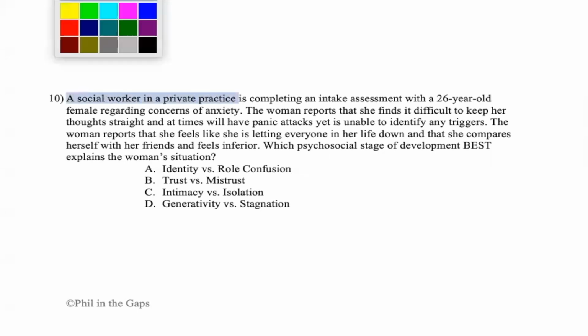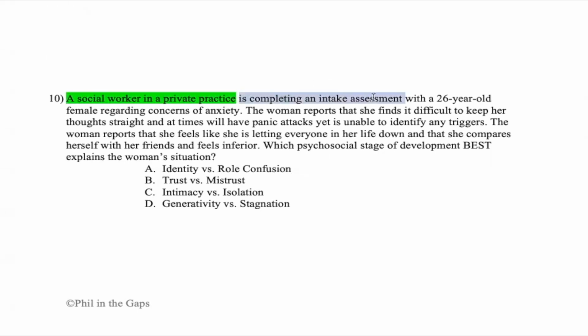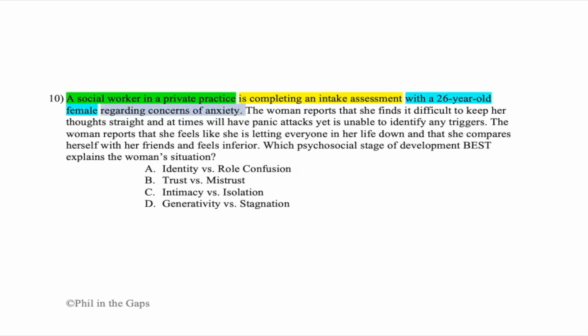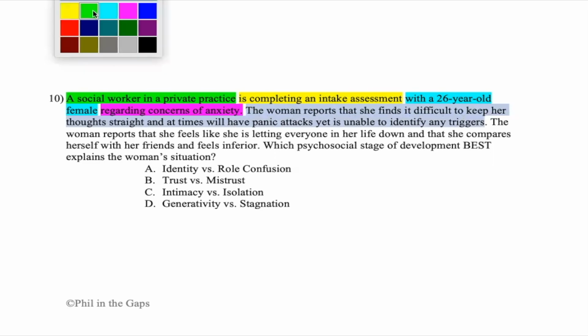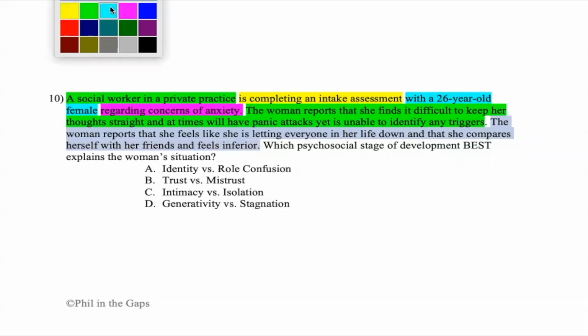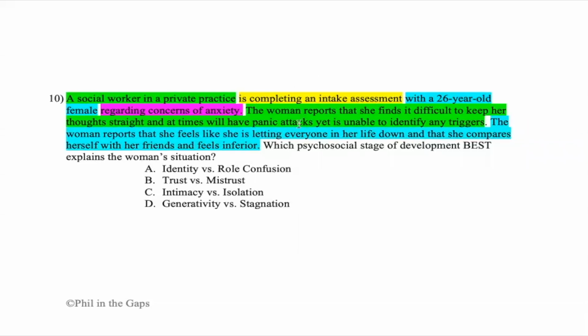We're a social worker in a private practice. That's who we are and where we are at, completing an intake assessment. The setting paints the picture of what we're looking at. So it's our first time meeting with a 26-year-old female. That is our client regarding concerns of anxiety. That's what brought her in for her first session. She reports that she finds it difficult to keep her thoughts straight and at times will have panic attacks, yet is unable to identify any triggers. She reports that she feels like she is letting everyone down and that she compares herself with her friends and feels inferior. She's letting everyone down in her life and she's comparing herself.